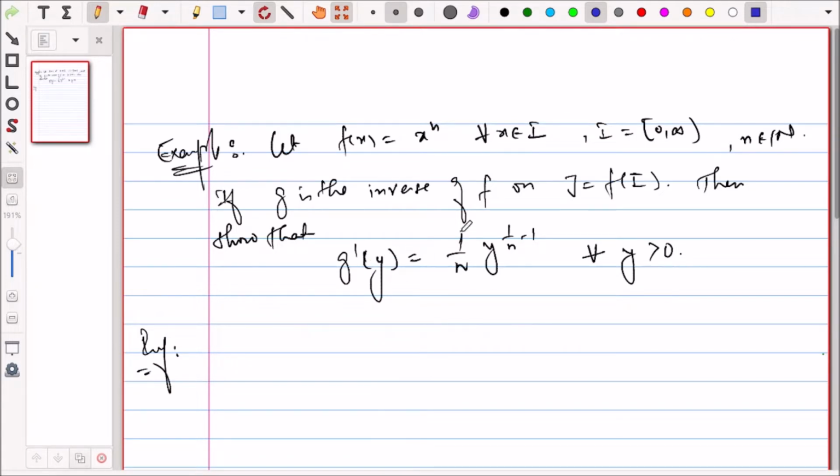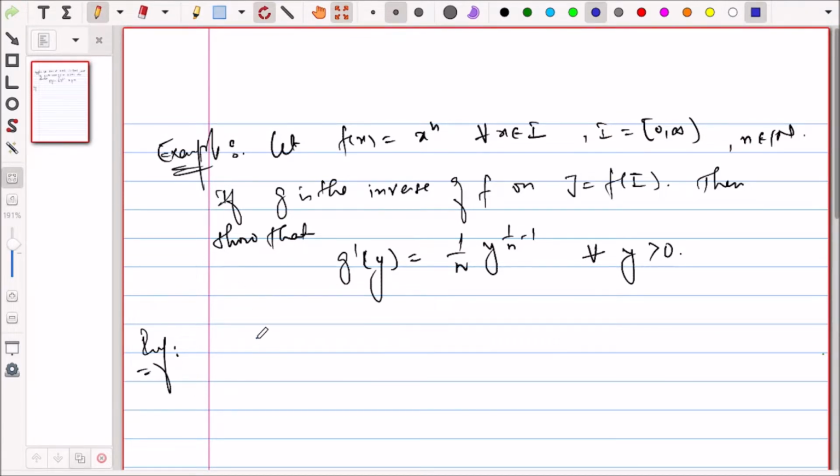We have to find the derivative of the inverse of f. We don't need to find the inverse itself. We will just use the derivative of inverse function theorem to get this derivative. First, we will have to satisfy the hypothesis of the derivative of inverse function theorem. So what do we have to show first? Yes, we have to show that f is strictly monotone and f is continuous.